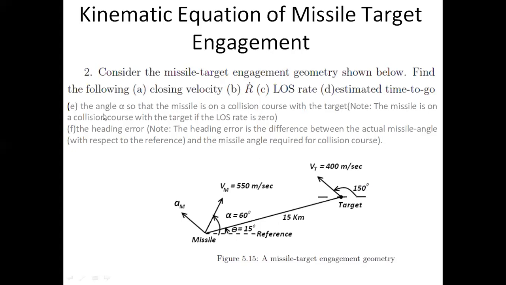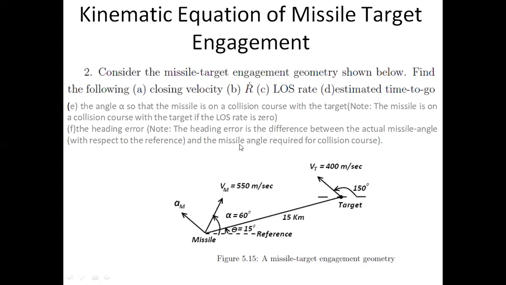Next, what you need to find out is the angle alpha so that the missile is on the collision course with the target. We need to find out the angle alpha to keep your missile on the collision course with the target. For that, what is the formula here? You need to put the LOS rate equal to 0. What is your LOS rate? Theta dot. If you put theta dot, meaning the rate of change of angle or angular velocity, as 0, then the alpha will become your required angle to keep your missile on the collision course.